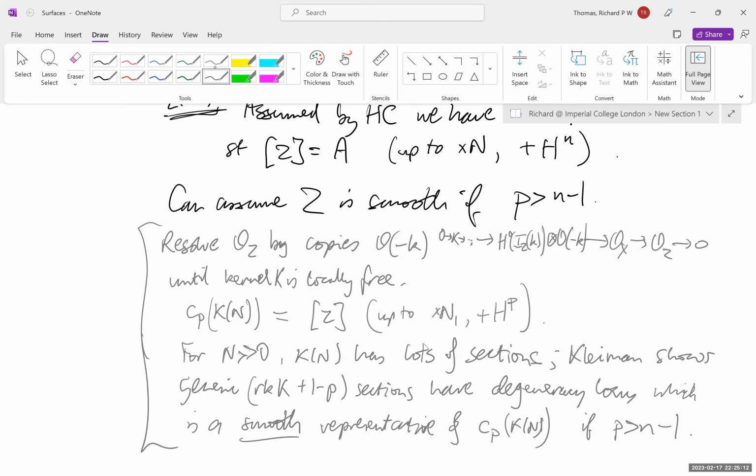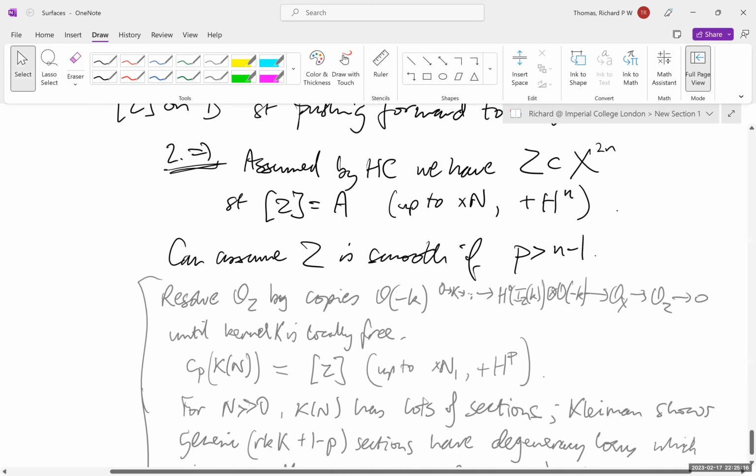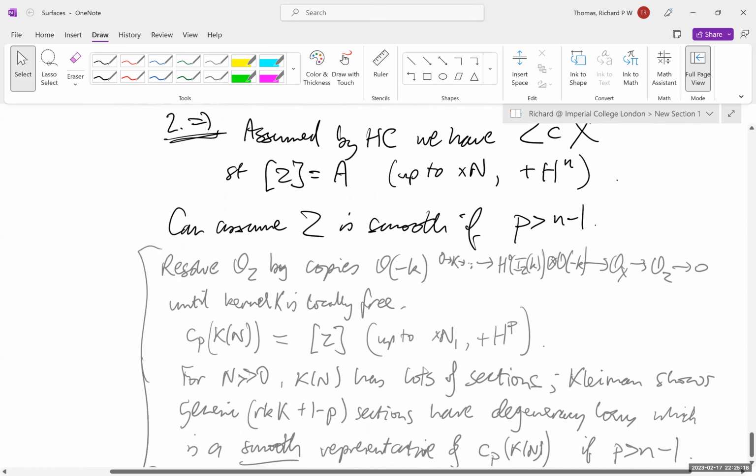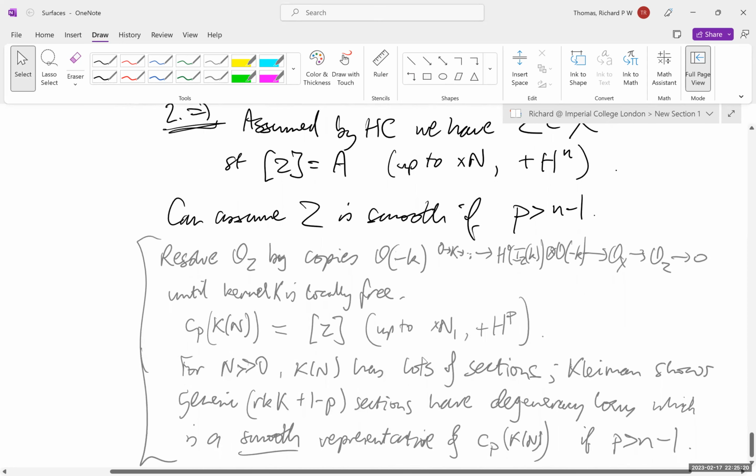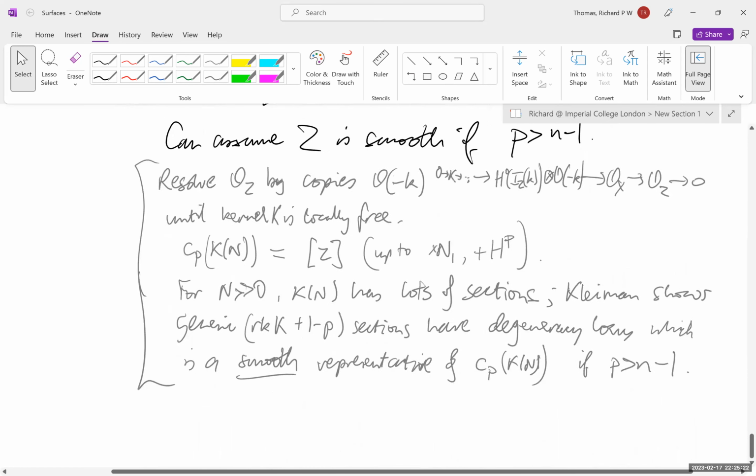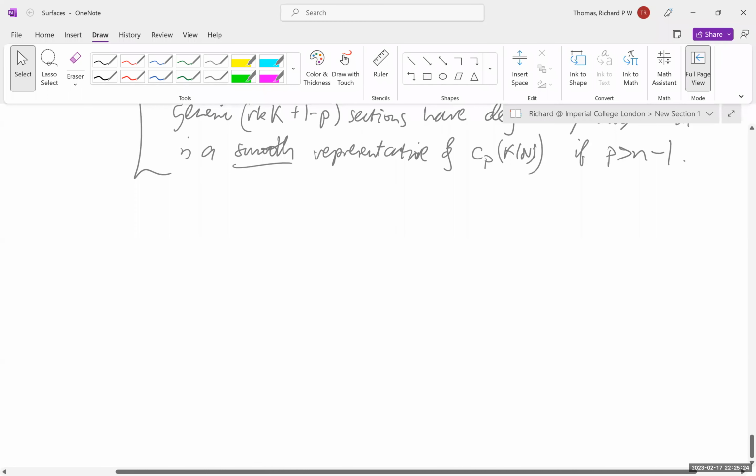So if you don't like that argument, you can ignore it. It's just saying you can choose everything generic so that Z is smooth. You may as well assume Z is smooth. And then the very last thing is I'm going to show why this means that you can contain Z in a nodal hypersurface.